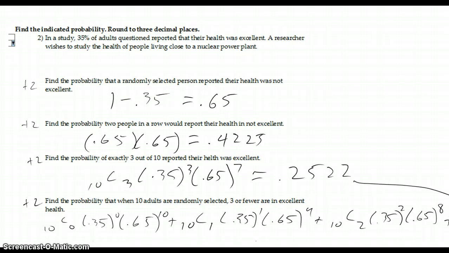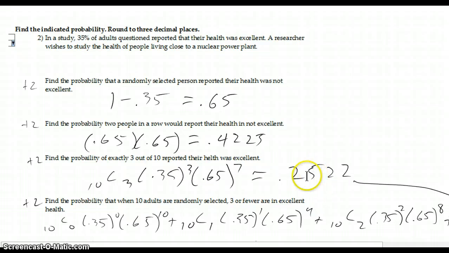All right, and the next one is find the probability that exactly 3 out of 10. So this is a binomial probability. So 10C3, that's all the different ways you could have 3 out of 10 reporting excellent health. So 10C3 is all the combinations that could happen, and then this is the probability of that event happening: 0.35 to the third, because we want 3 to say yes, and 0.65 to the seventh, 7 to say no.